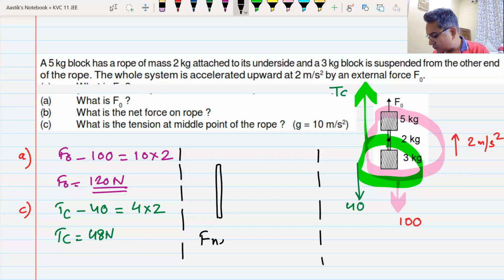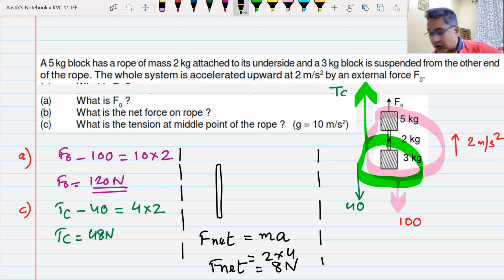F net, whatever this net force is, must be equal to mass into acceleration of the rope, because there is no net force in the horizontal direction. There is only force in the vertical direction. That net force should be equal to m into a. Mass of this rope is 2. Acceleration is 4. So the answer is net force on the rope is simply 8 newtons.